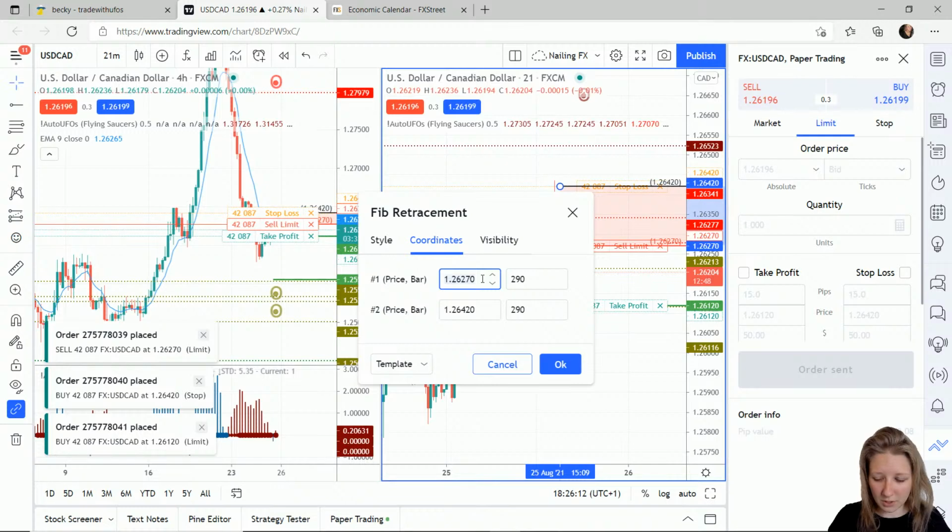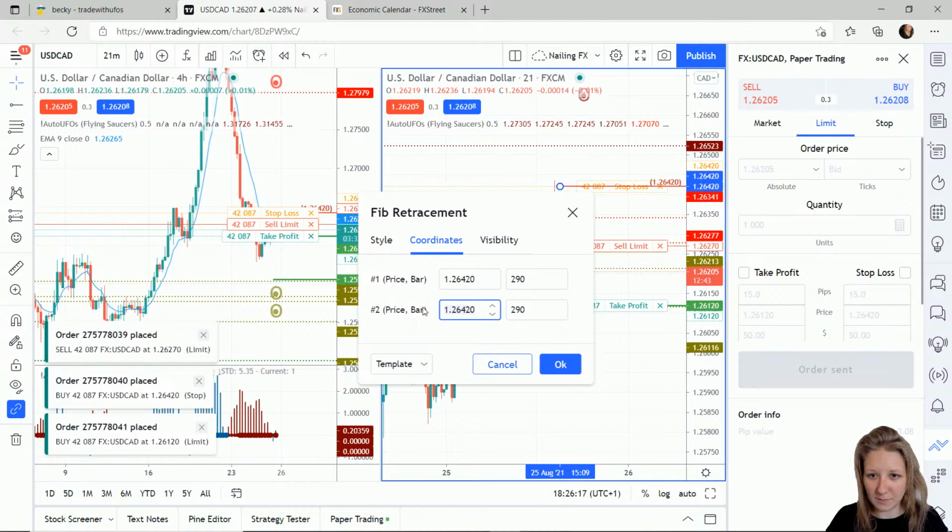Just gonna change these real quick because I've got the colors mixed up the wrong way. So 1.2627.